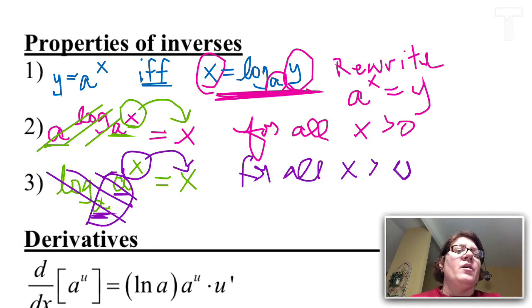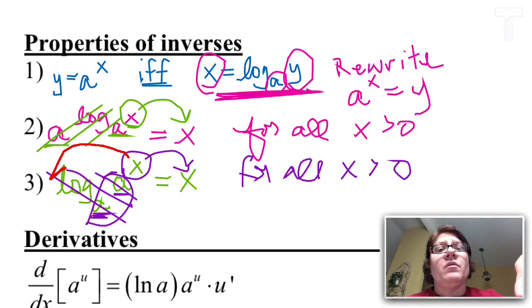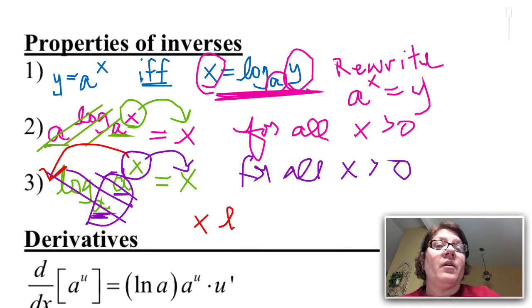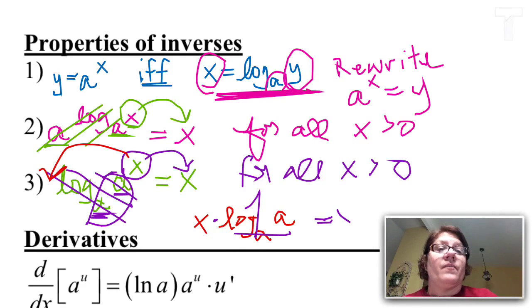I could think about that also as, remember, when I have an exponent on a log, I'm allowed to bring it down, and so it would look like x and then log base a of a. And of course the reason it cancels out is because it's equal to 1. And so x times 1 equals x. So simple.